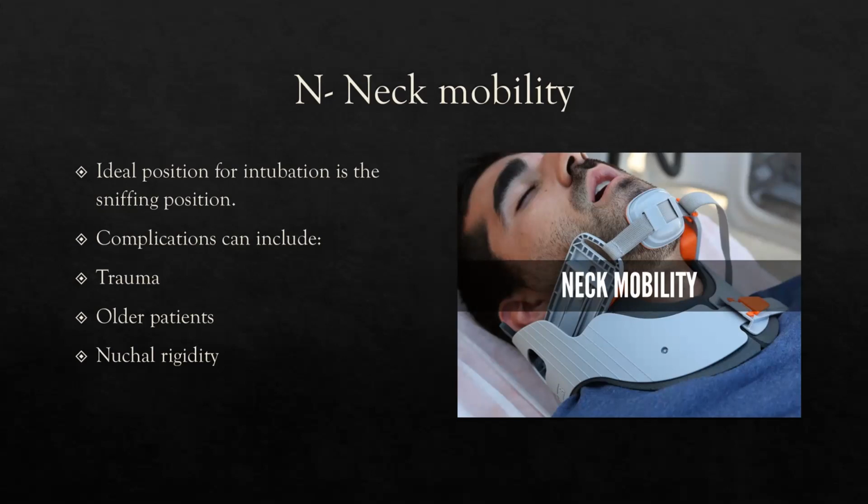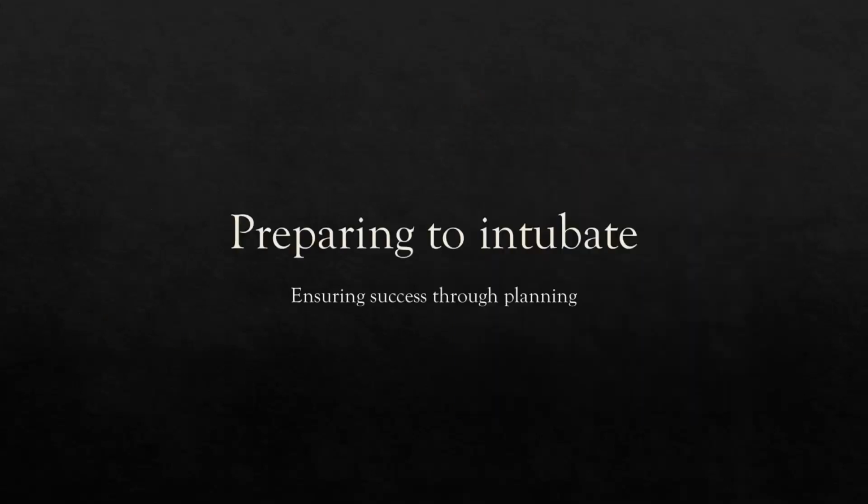Some of the complications we can see with neck mobility are in trauma patients when we have to keep them cervically immobilized with a C-collar. Older patients, okay, their necks are not going to bend as much as the younger folks. And we can have nuchal rigidity. We have different disease processes, but we can also have nuchal rigidity in some of our special needs populations, especially folks that have things like Down syndrome, for example.